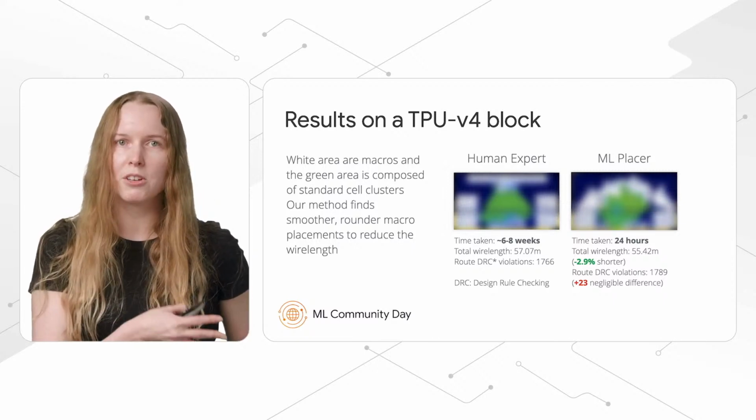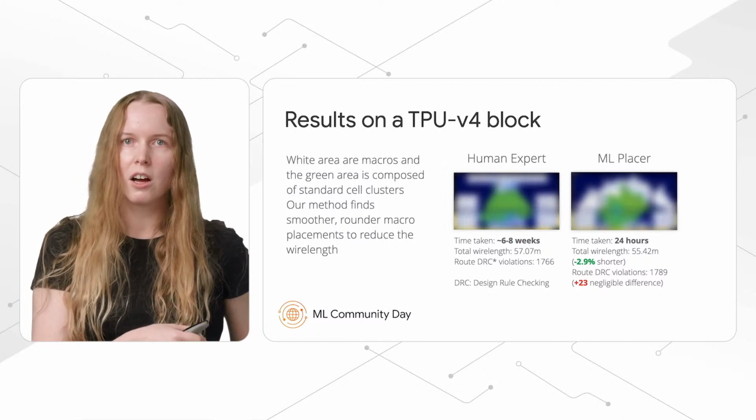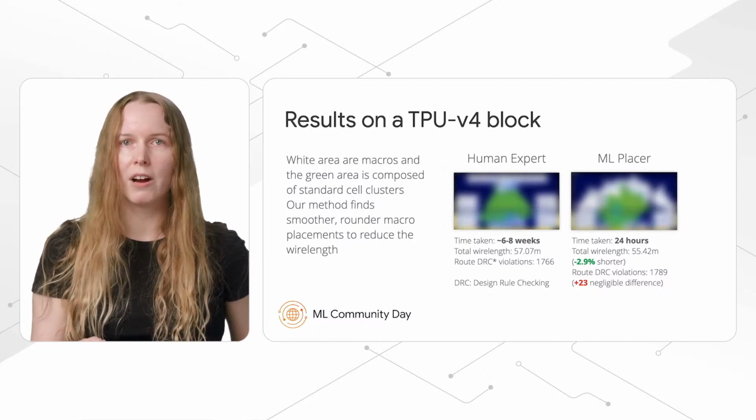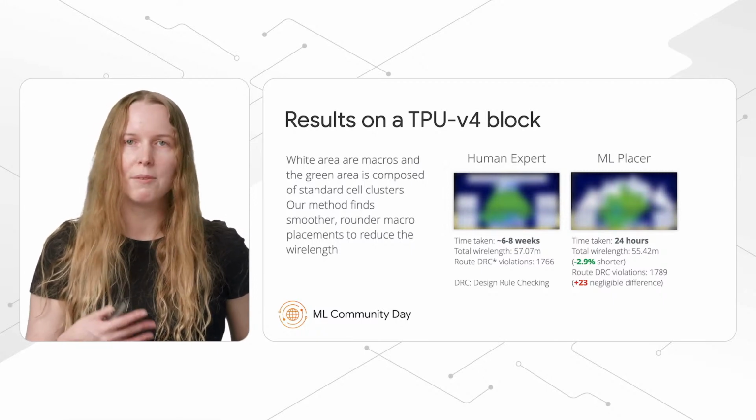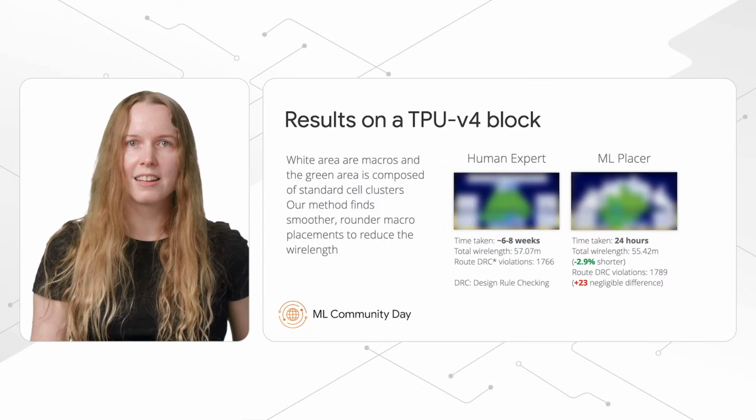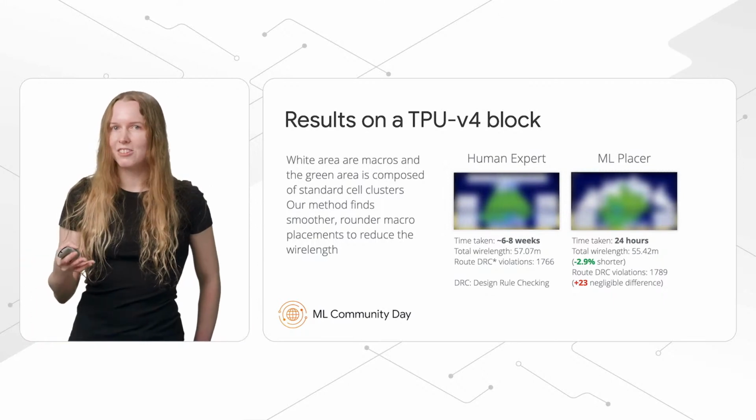And the human expert placement took 6 to 8 weeks to generate, whereas the machine-learned placement took only 24 hours. And we've actually significantly reduced the runtime of our methods since then, and we can now generate placements in under 6 hours. And that's where Azalia is going to tell you a little bit more about how we achieved that.